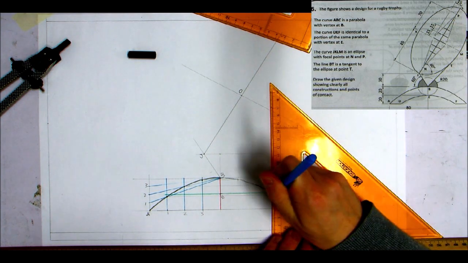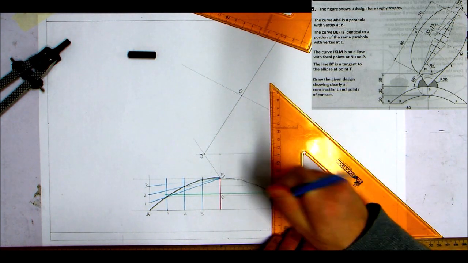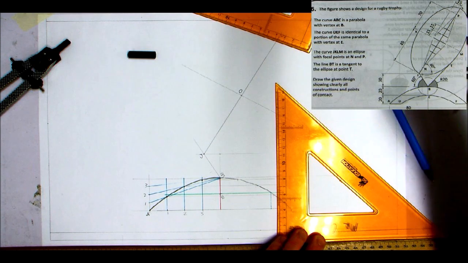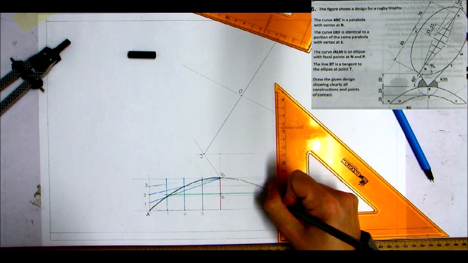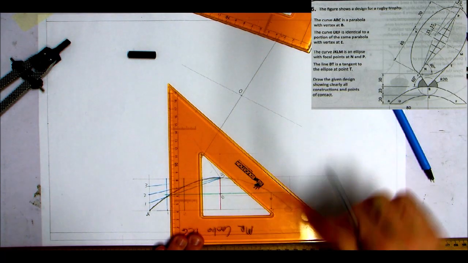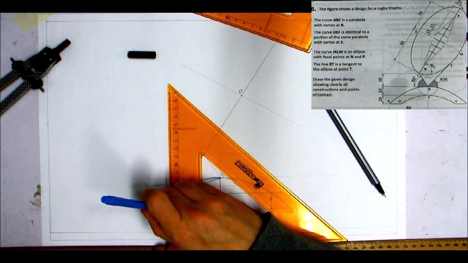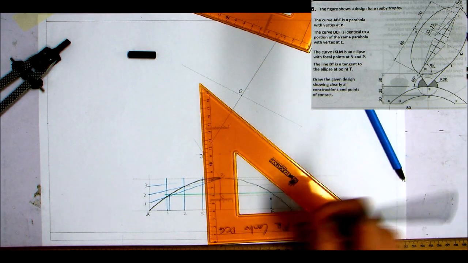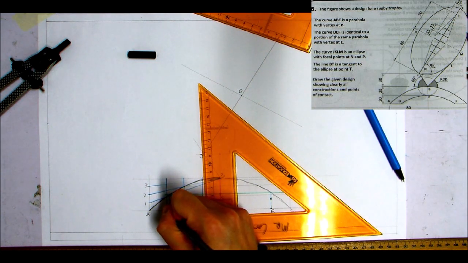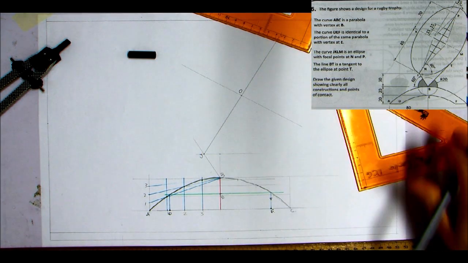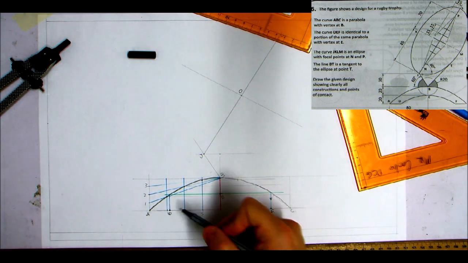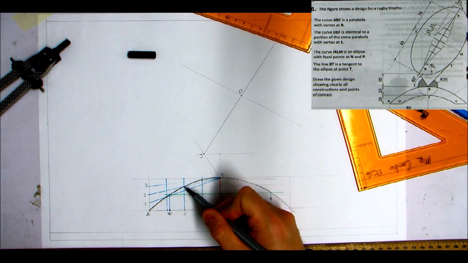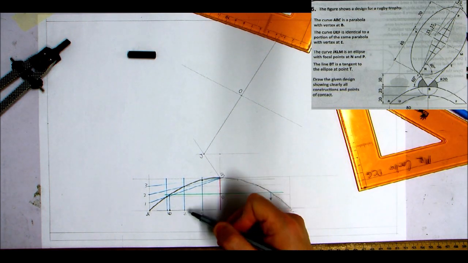So wherever that is, I'll bring that down. That will give me F. And wherever this crosses a parabola here, gives me D. Now I need to copy this. I can't redraw because it needs to be a copy. So I'm going to transfer these 2 points down to where they need to go.